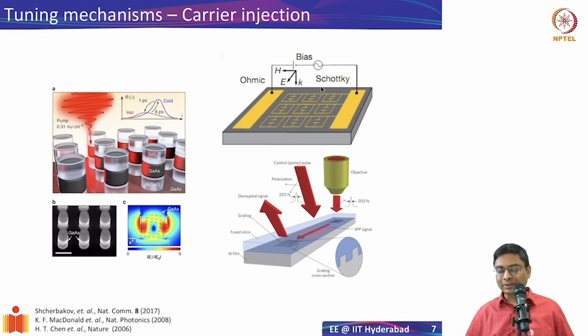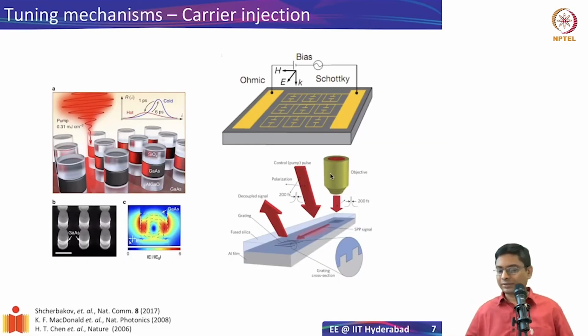And the important fact here is that when you shine light, you're creating electron-hole pairs. So this is a non-equilibrium situation. And so after some time, let's say in the range of few tens to hundreds of picoseconds, the carriers will relax back and this effect will vanish. But in that short time frame, we can introduce a change in the resonance. All right.